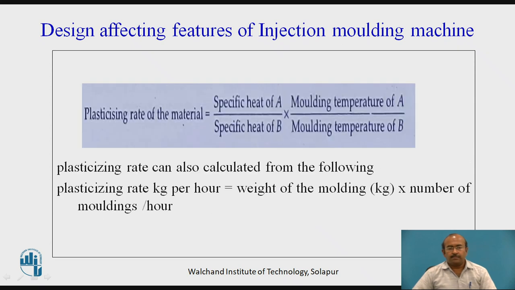Let us move further. Understanding the plasticizing rate of the material in the formula sense: specific heat of A to the specific heat of B, multiplied by another numerator and denominator, molding temperature of A, molding temperature of B. Plasticizing rate can also be calculated from the following formula. Plasticizing rate per hour is equal to weight of the molding in kg multiplied by number of moldings per hour.